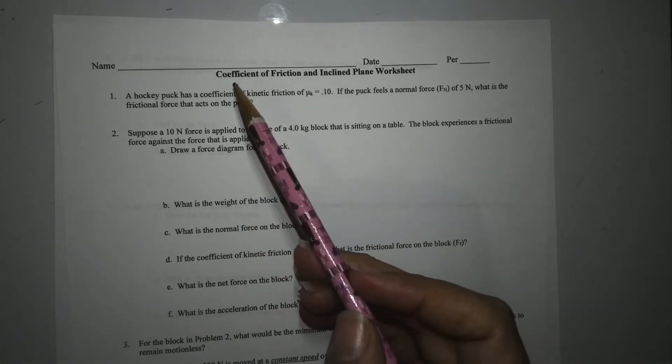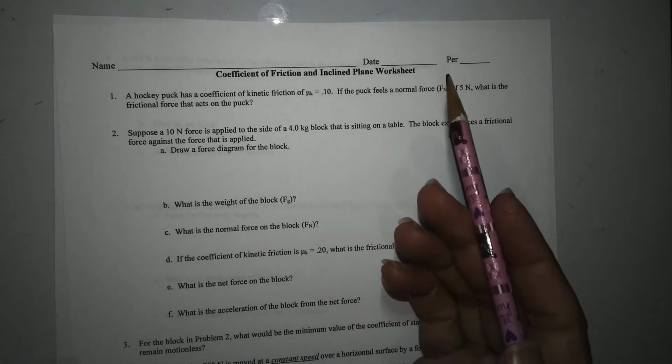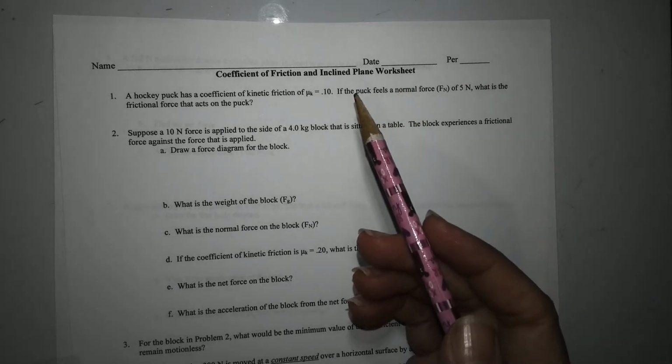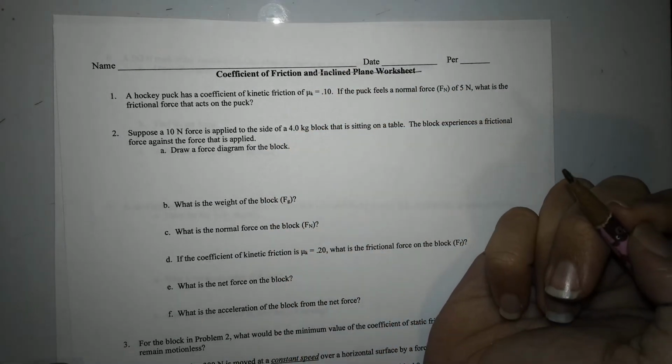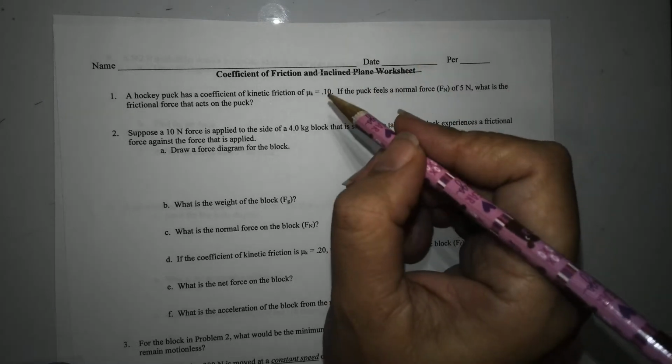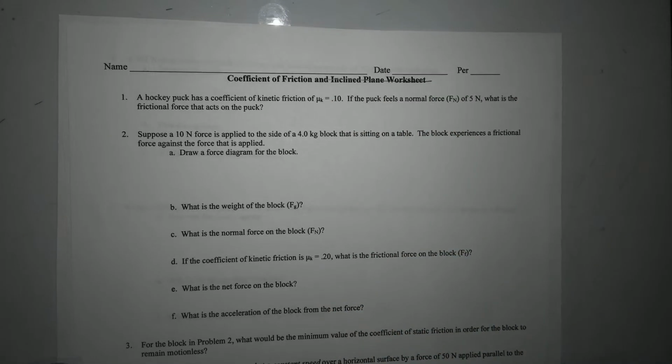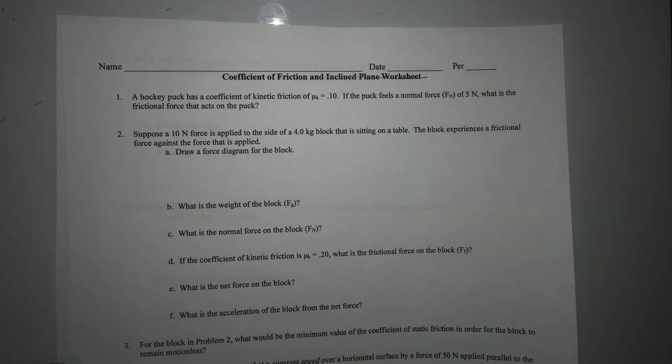Right, now let's talk about the coefficient of friction and inclined plane worksheet. Lucky for you, we're not going to talk about inclined planes on the quiz here. I will make another video on that later. Don't want you to have to worry about that right now.